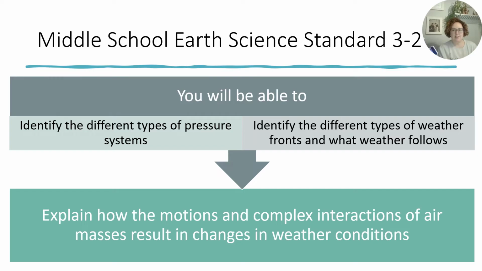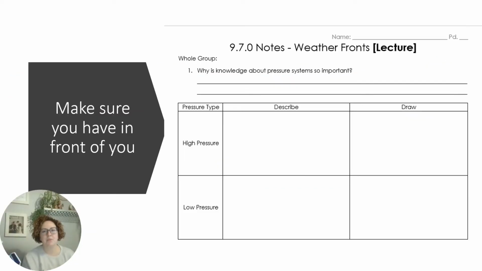By the end of this, you should be able to identify the different types of pressure systems that are moving in and out, because they have a lot to do with our air masses and weather fronts, and then identify the types of weather fronts and what weather follows. So what's being pushed out, what's coming in, what's happening in the meanwhile. Make sure you have your notes out in front of you and we will get started.